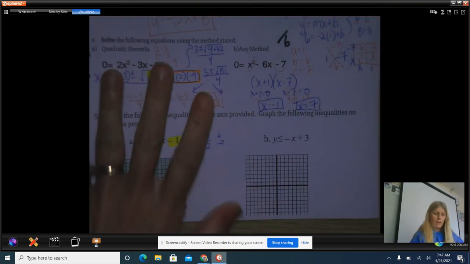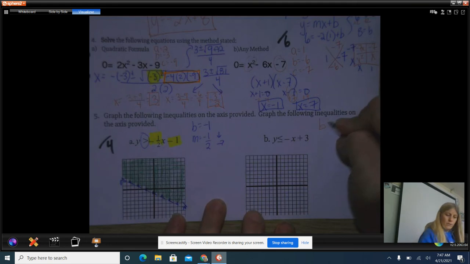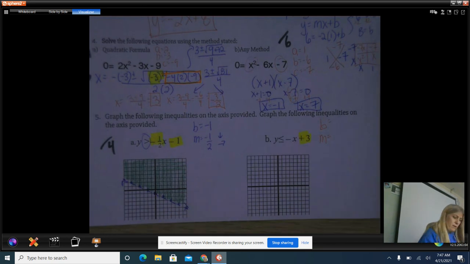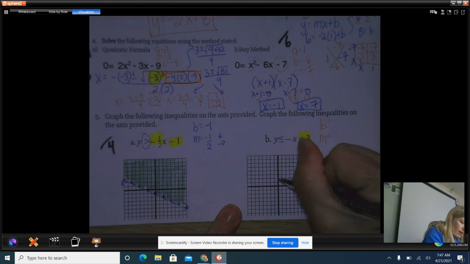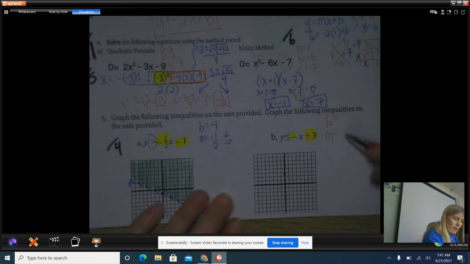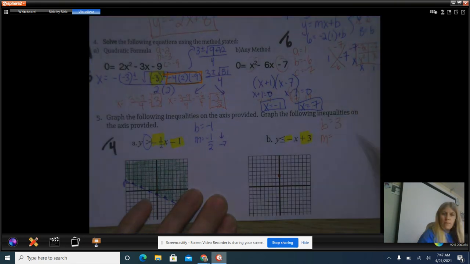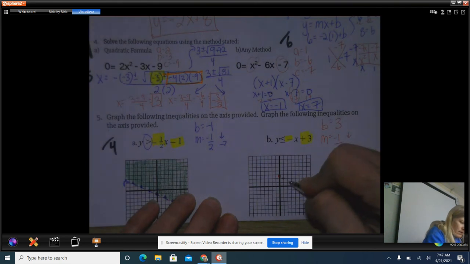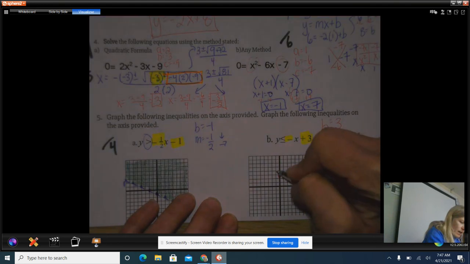Okay, let's go ahead and look at B here. Once again, we are going to take our slope and our y-intercept. Our y-intercept, of course, was positive 3. That's our b. And our slope is negative 1. Now we need to turn that into a fraction, so we write negative 1 over 1, which means we're going to go down 1 and 1 to the right. And then, of course, we're going to go the other direction, which is up 1 and 1 to the left.